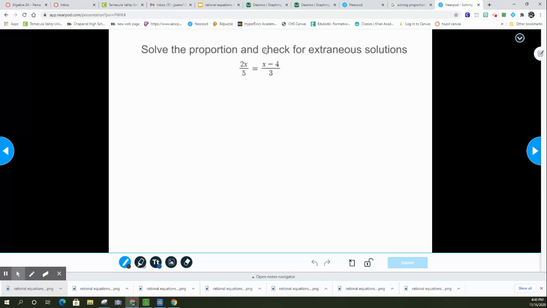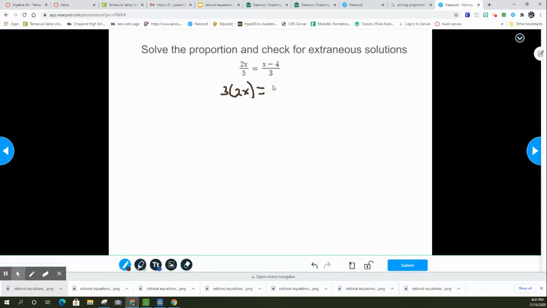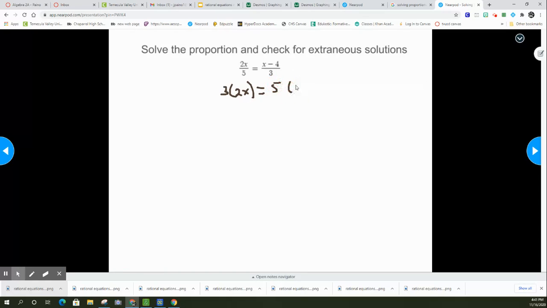All right, so here we have a proportion. Again, a proportion is when it's just one fraction equaling one fraction, a ratio equaling a ratio. So to solve for this one here, we are going to cross multiply. So we have 3 times 2x, and again, I'm sure some of you could probably do this in your head, equals 5 times x minus 4.